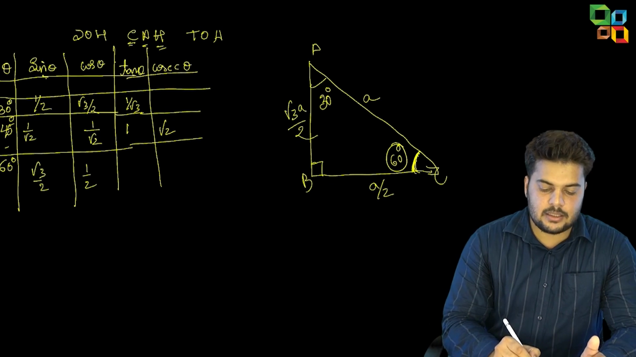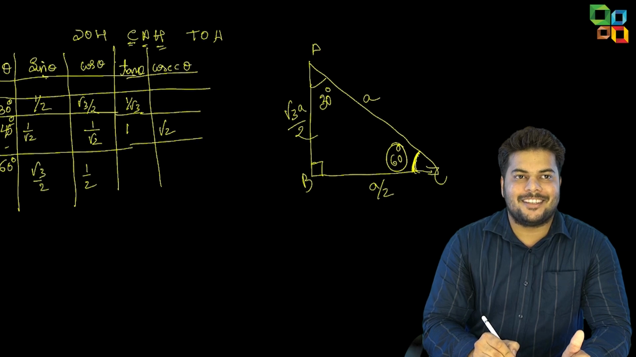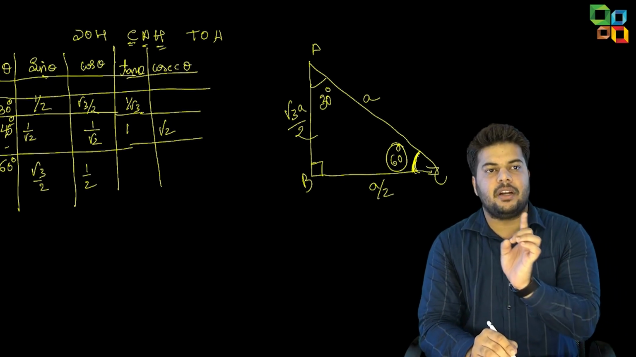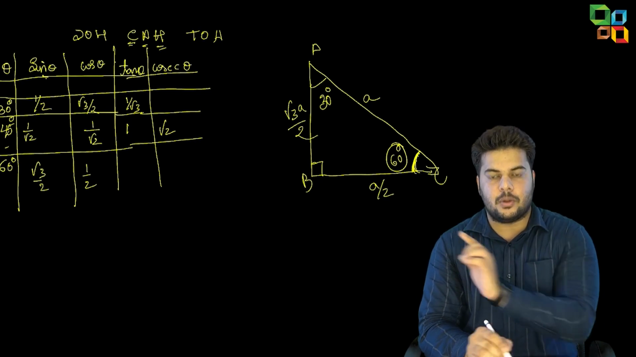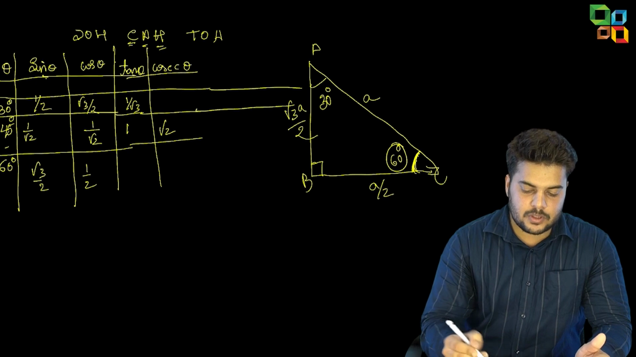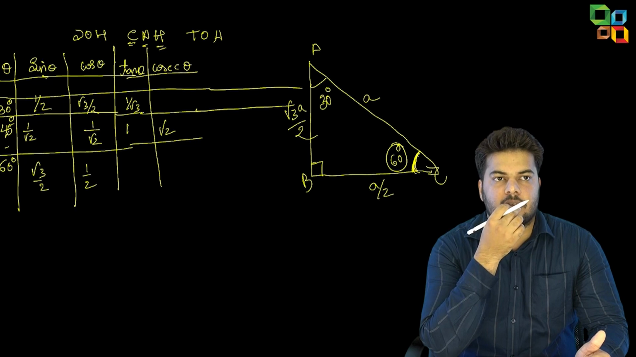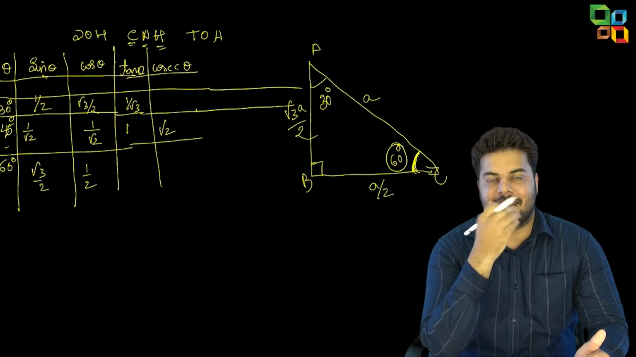Because tan 60 is actually what? What is tan 60? Root 3. Tan 60 is actually the complementary angle of cot 30, isn't it? Tan 60 is complementary of cot 30. What is cot 30? Cot 30 is 1 by root 3. Sorry, root 3. So tan 60 is equal to cot 30, right? Yes, that's what I meant to say. Tan 60 is equal to cot 30.